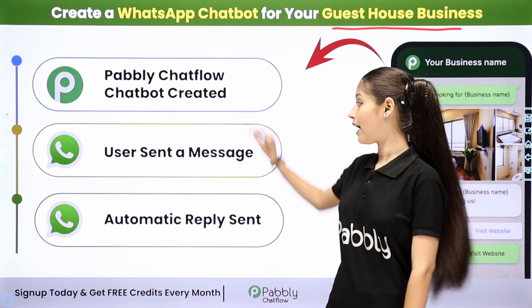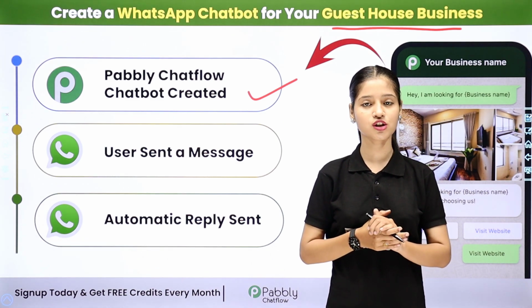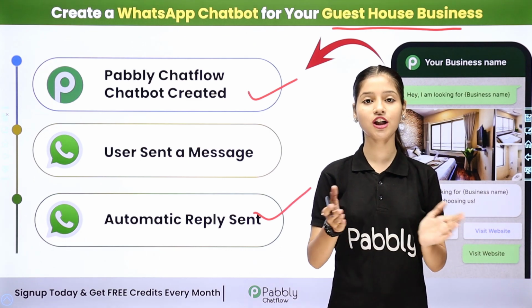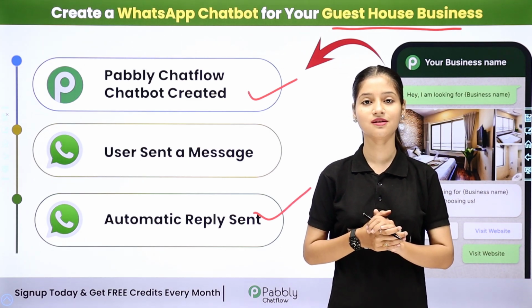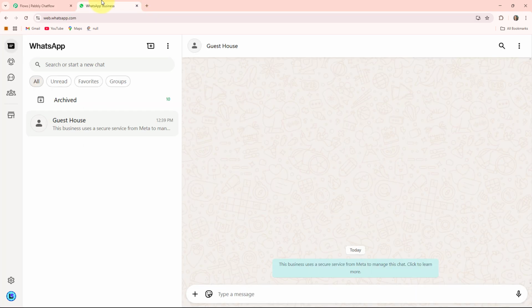We will create it with the help of Pabbly Chatflow, so that whenever your users send a message to your WhatsApp business account, your bot will respond to them automatically. To get more details about this, let me take you to my screen. Welcome to my screen. Before starting the video of how to create a WhatsApp chatbot for your guest house business, let me give you a quick review about how this bot will work and how this bot will respond to your users instantly.